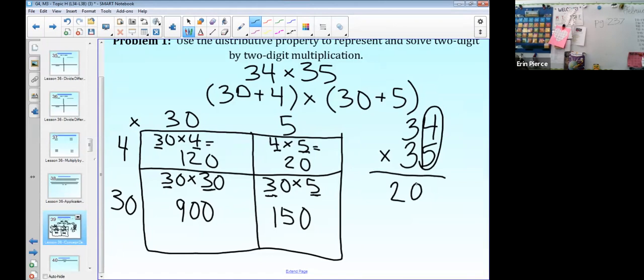My next answer, I'll do it in a different color so you can see where I'm getting this from. My next answer is my 5 times 30, okay? 5 times 30. Not 34, but 30. I'm sorry, I'll get that so it looks better. 30. All right, 5 times 30. 150.